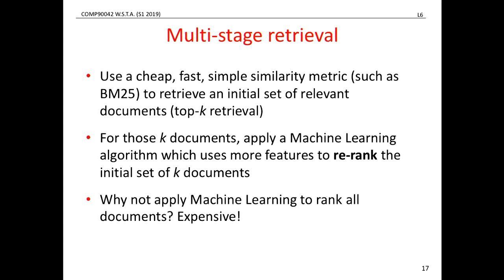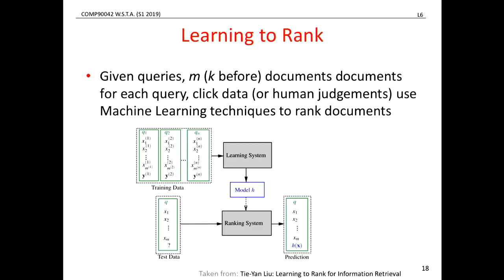Okay, so we're going to use machine learning to rank, and this is called learning to rank. The idea is that we are given queries. We have some documents for each query. We're going to have click judgments or some kind of human judgments, and we're going to use machine learning models to try and re-rank them.